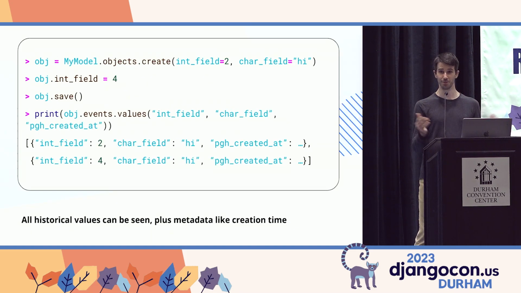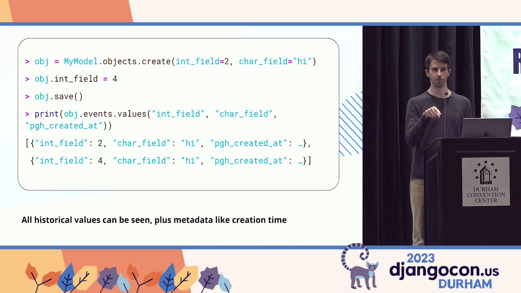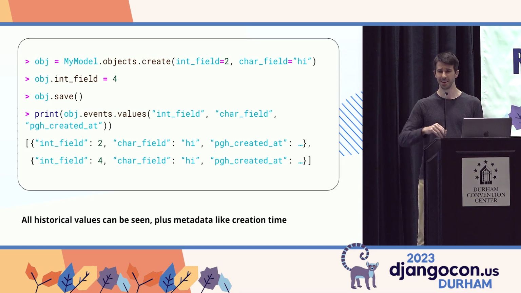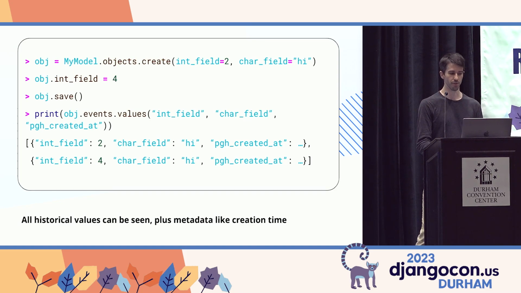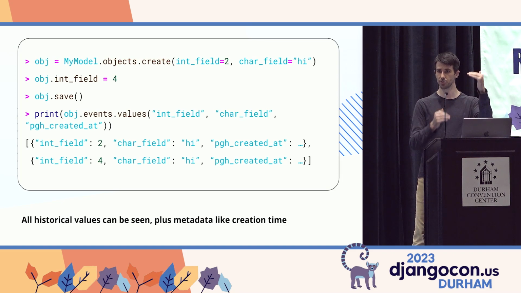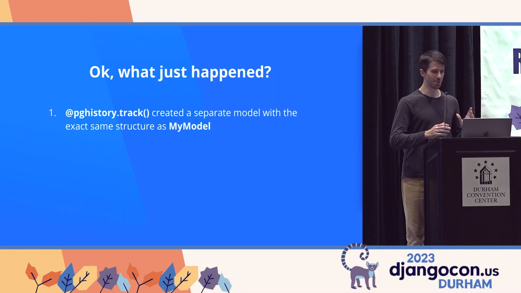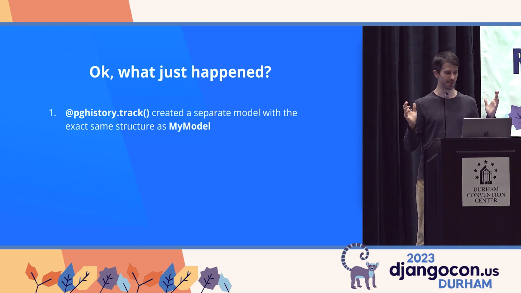If you want to see all the fields, you can see the char field was never changed. Along with the fields being tracked, there are also metadata fields in these event models. They're all prefixed with pgh underscore, like PG history. For example, the time it was created is tracked. There are quite a few other useful metadata fields that we'll go over, but the premise is that your events are stored in this structured model. You can query them in your application, so if you need to show history, index that data, or access it performantly, you can do all that pretty easily.